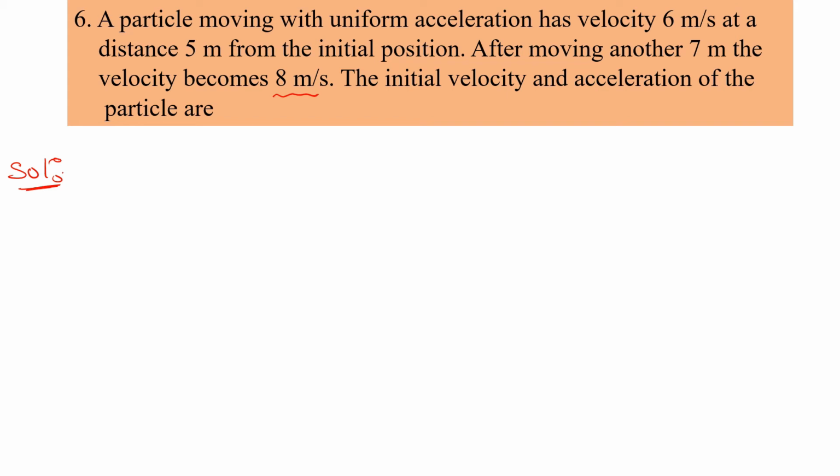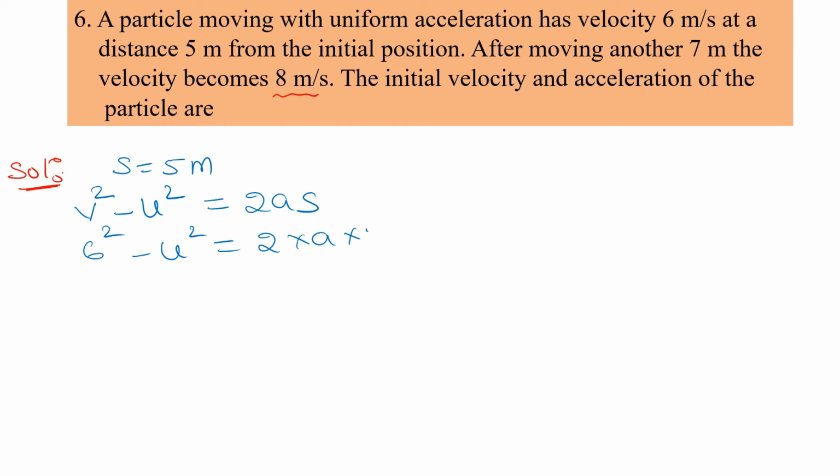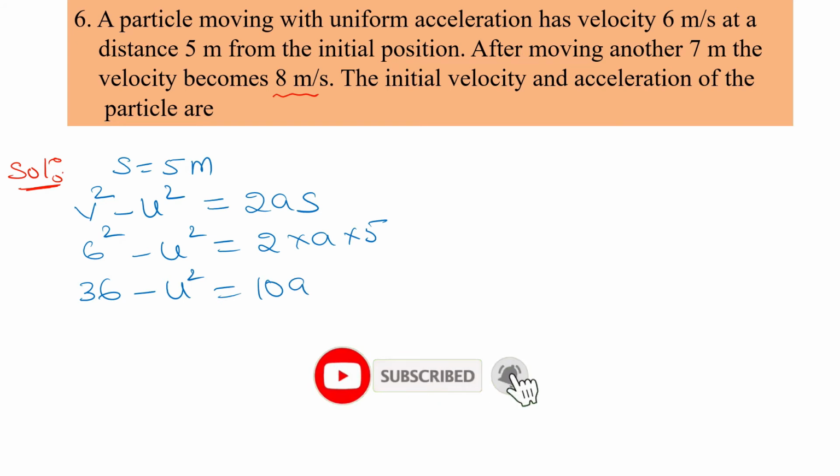So given S is equals to 5 meters. So from the third equation of motion, V square minus U square is equals to 2AS. Substituting values, 6 square minus U square is equals to 2 into A into 5. 6 square is 36, minus U square is equals to 5 2s are 10A. Consider this as equation number 1.